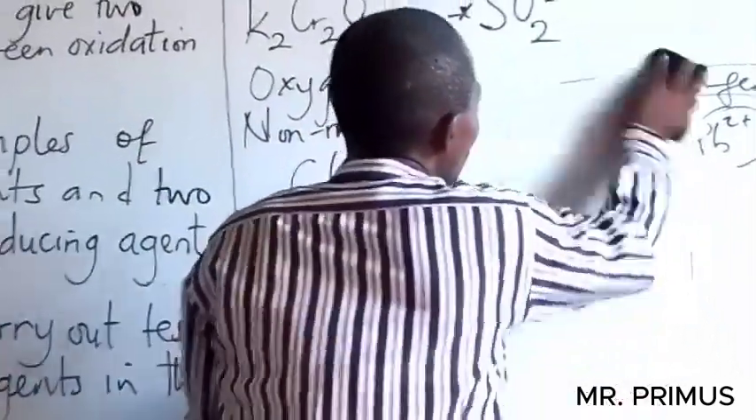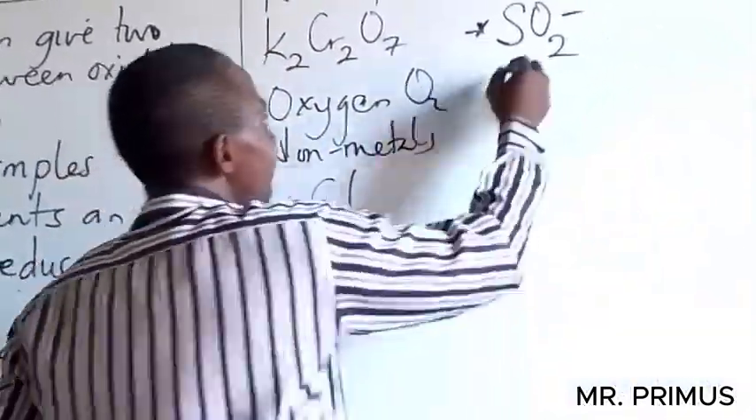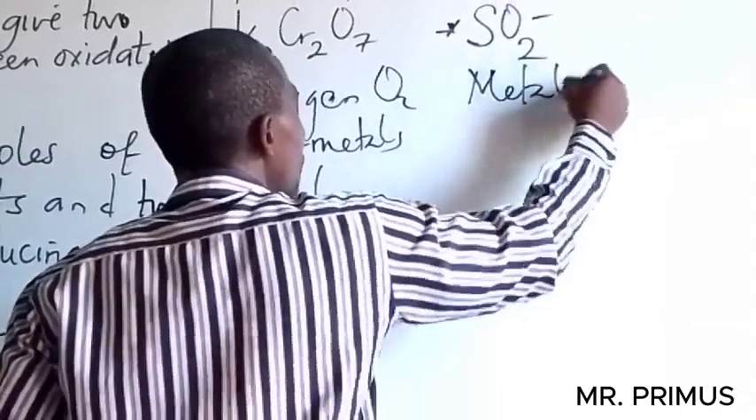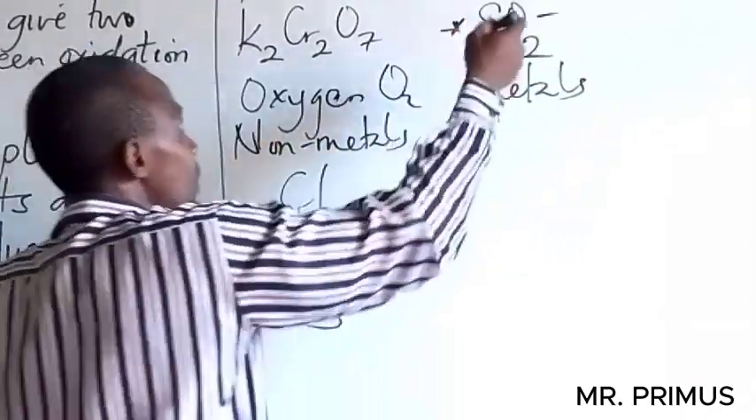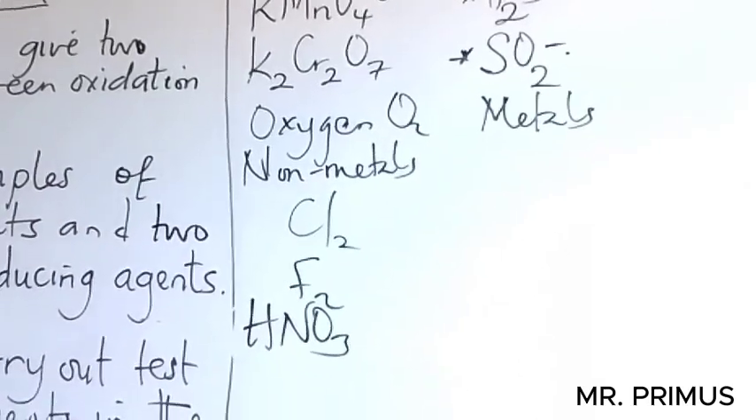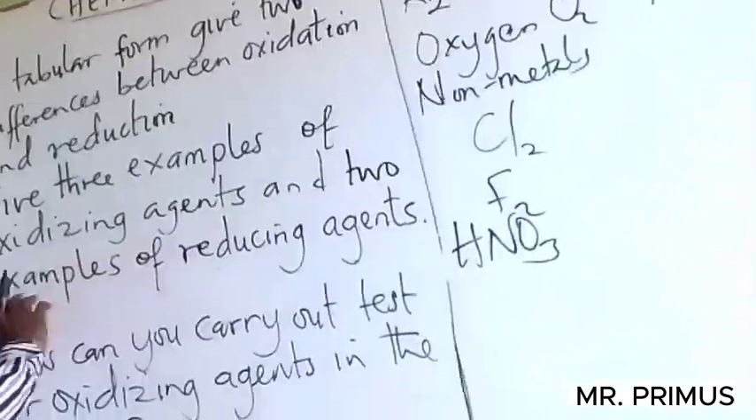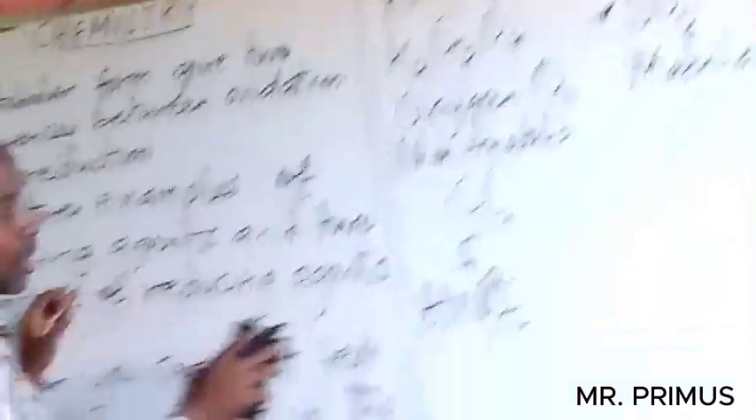All right. So these are reducing agents. Other reducing agents we have are the metals. But most of the time in the laboratory, whenever we talk about reducing agents, we talk about these two. So, give two examples of oxidizing agents and two examples of reducing agents. I have answered this question now.